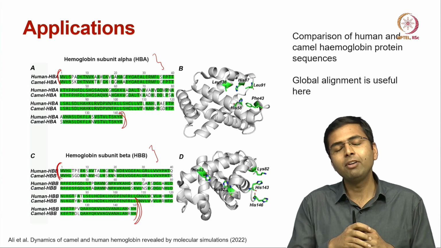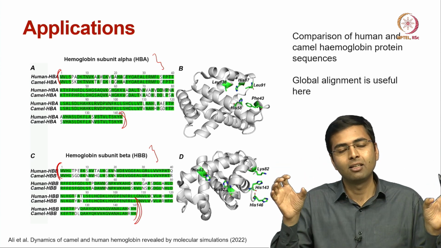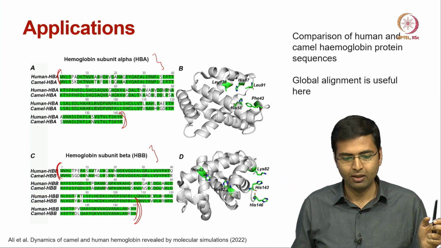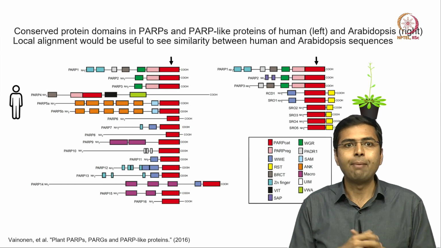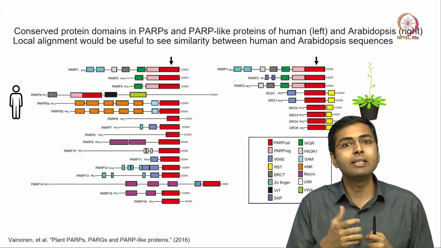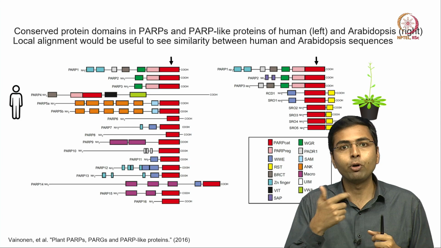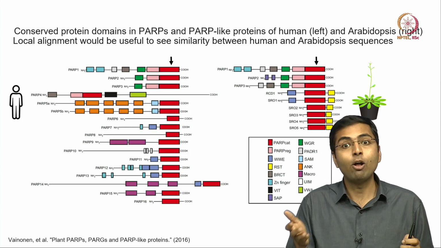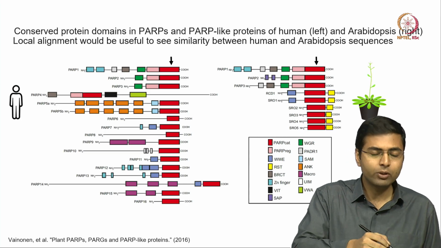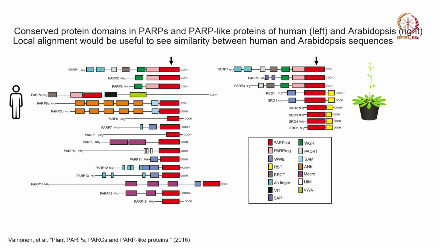But what about when we look at distant proteins, for example proteins in very distant species like human and plants? This is another example, in which I am showing you conserved protein domains in PARPs and PARP-like proteins of human and the Arabidopsis plant. Here I am showing you the protein sequences and also these domain structures. Each block is a domain structure. These domains are basically subunits of the protein sequences.